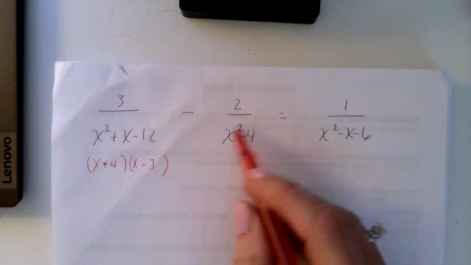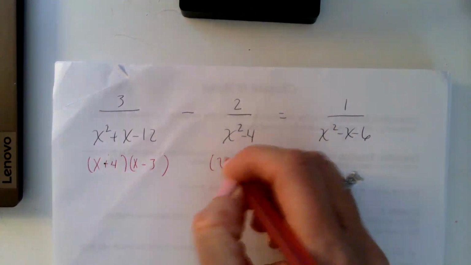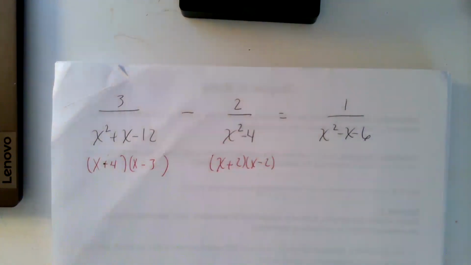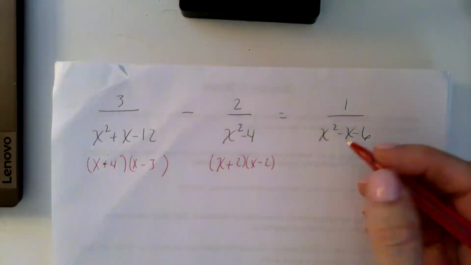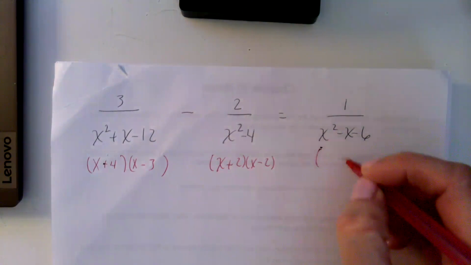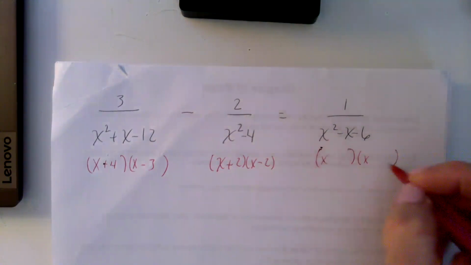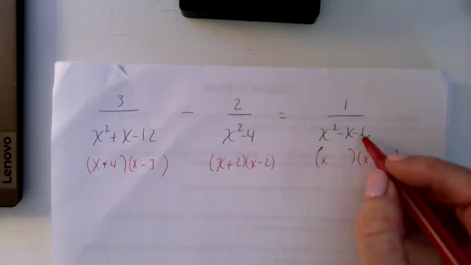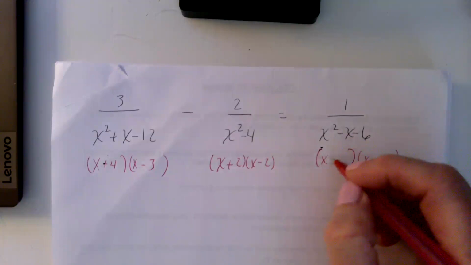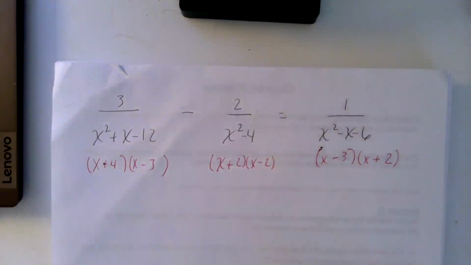Then my x squared -4 here in the middle is a difference of squares. So x plus 2, x minus 2. And then my last trinomial here, I need to have factors that multiply to make a -6. And the difference is a -1 this time. So the bigger one has to be negative. So we'll do a -3 and a +2.